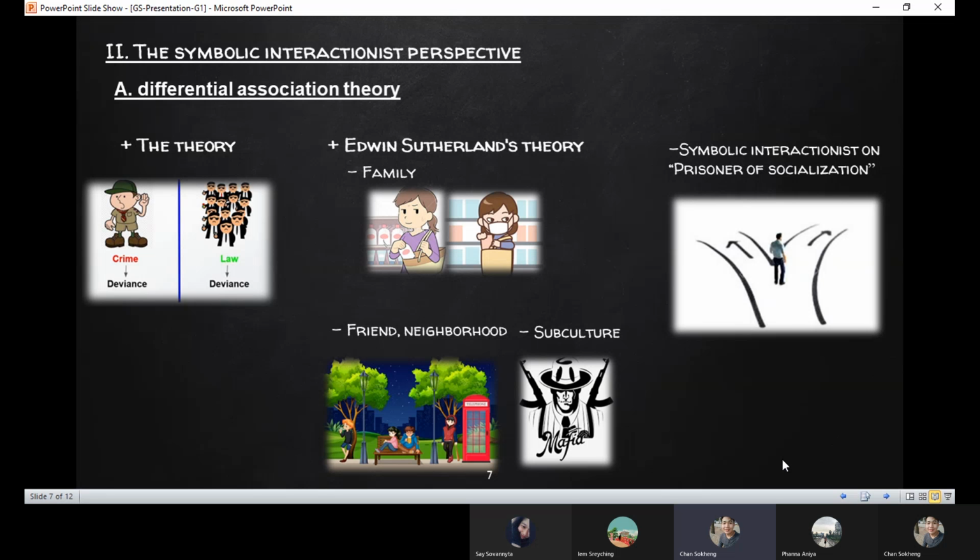For example, we help to shape ourselves. If we decide to go to college to pursue our career, we can help ourselves build one future. But if we decide to commit crime and start stealing instead, we can have another future ahead of us. That concludes the differential association theory. Then we move on to the control theory.